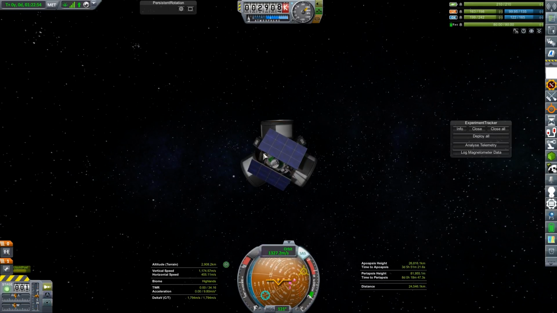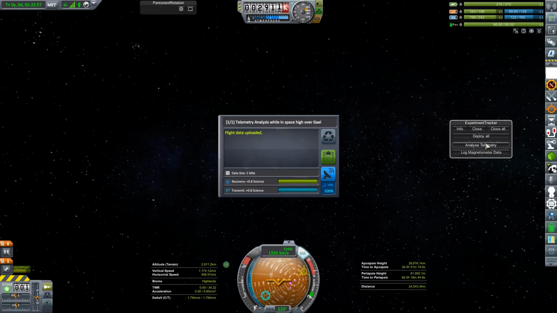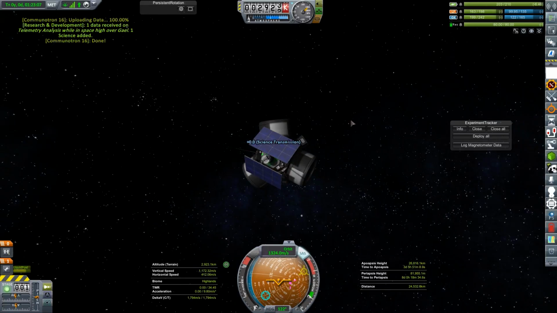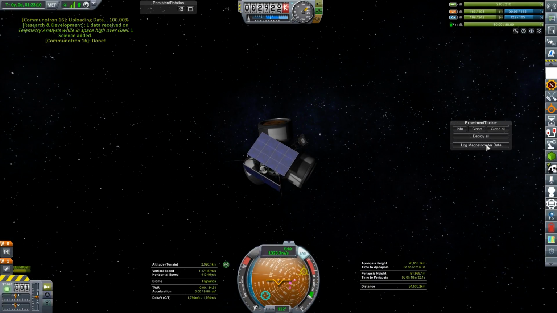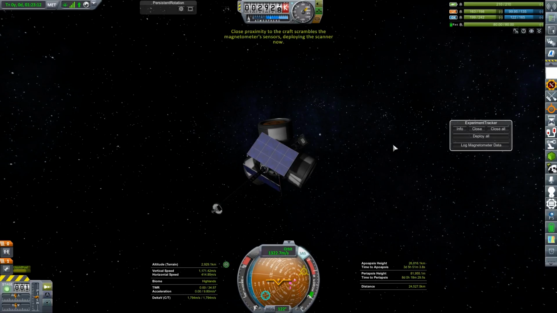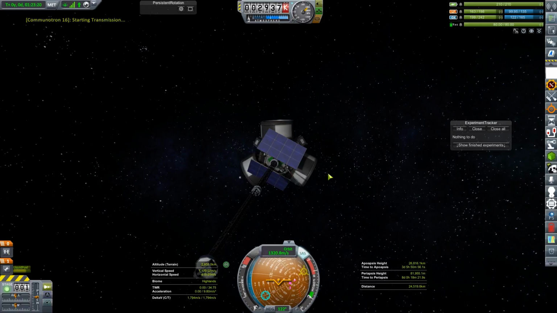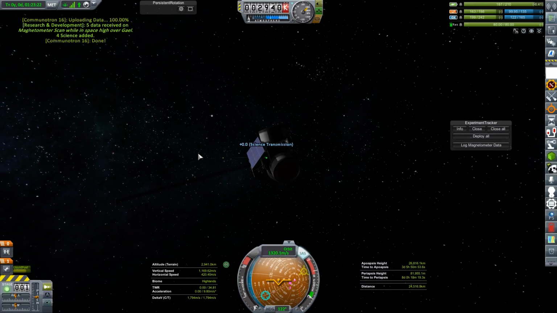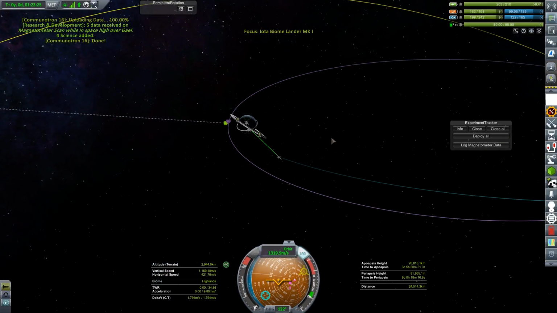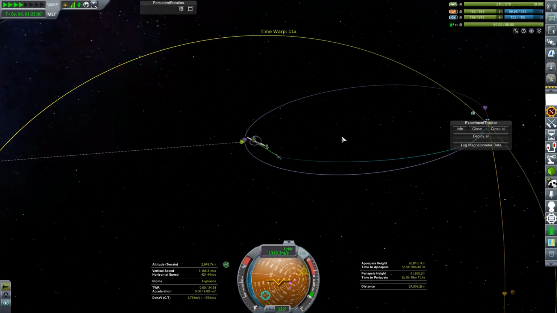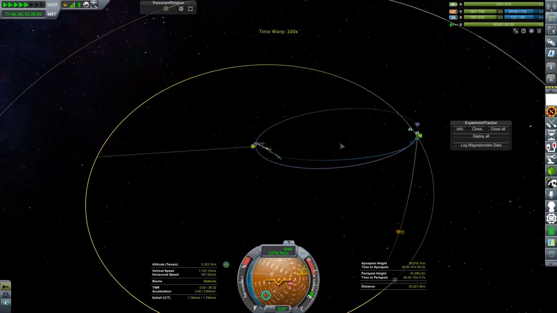So I'll just set this up. Analyze telemetry. Okay, so I used to think that flight telemetry was something that you accumulated. I guess you have to transmit it each time, so I'll transmit the flight telemetry. And then I have a magnetometer. I don't have science necessarily for everything with that yet. An accurate reading of the local magnetic field is recorded. I think a lot of these are going to be generic. But I'm all set to warp to my encounter with Iota.